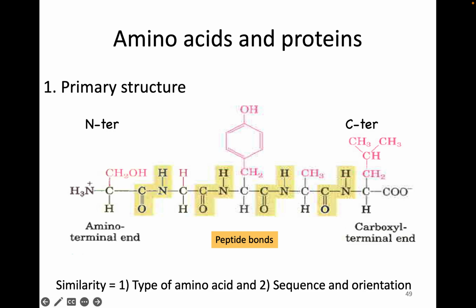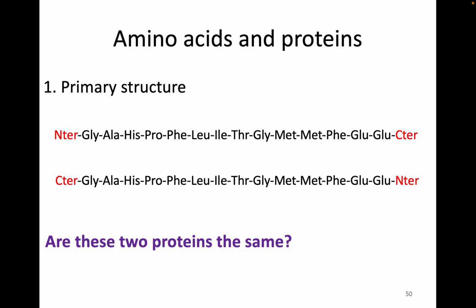Let's have a look at the example here. Are they the same proteins? The answer is no. They are not the same protein. Even though both proteins have similar amino acid components, the sequence is totally different from N-terminal to C-terminal.